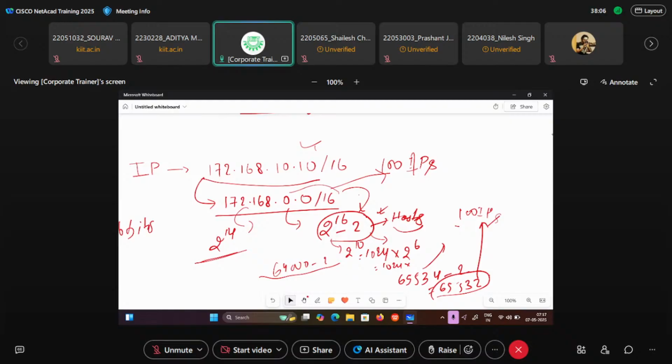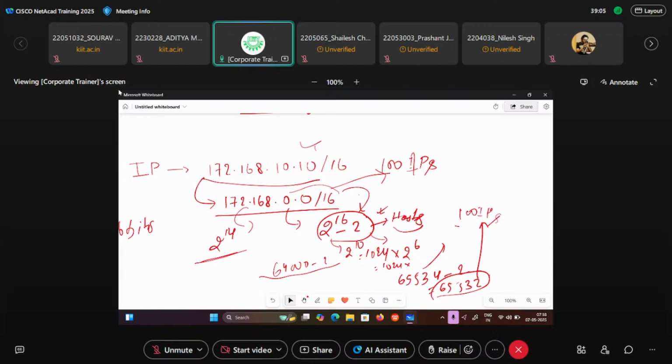So these are the many ways where, with the help of this method, you can reduce the shortage of IPs. Suppose we have the class C IP 192.168.10.10/24. If you find the network ID, you'll get 192.168.10.0/24.